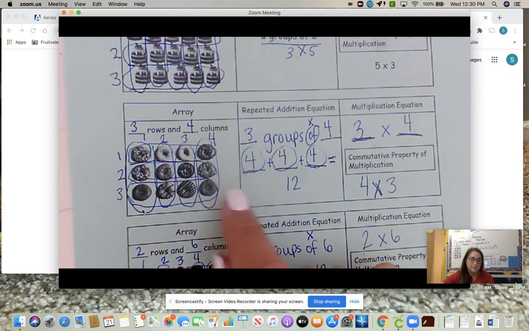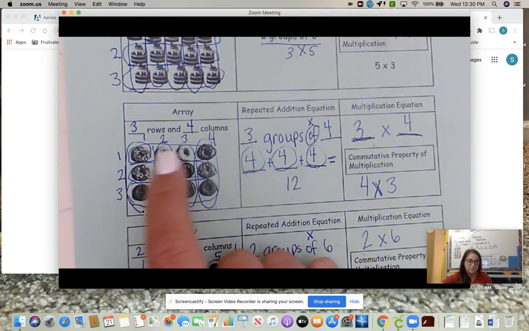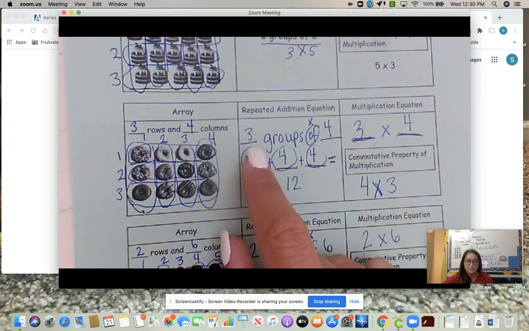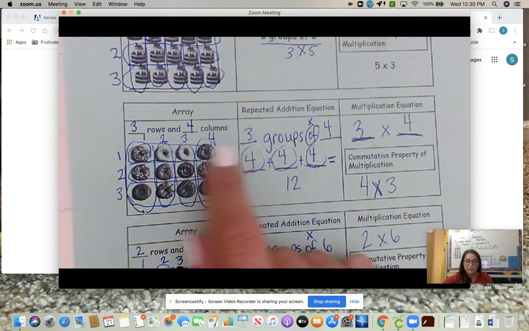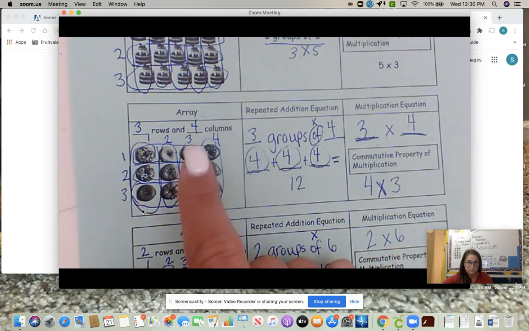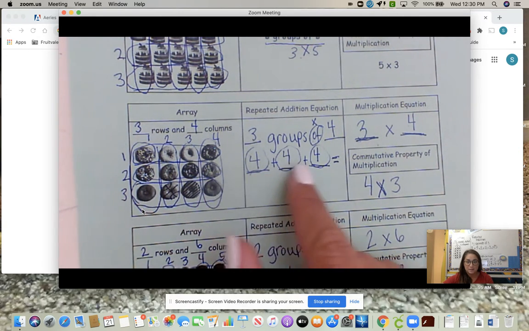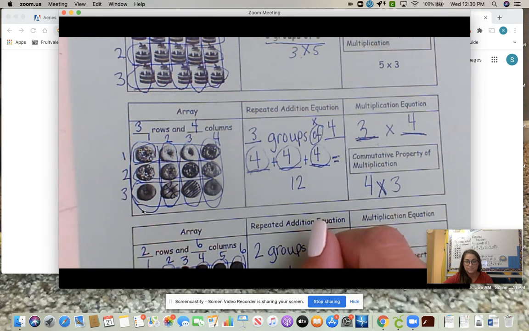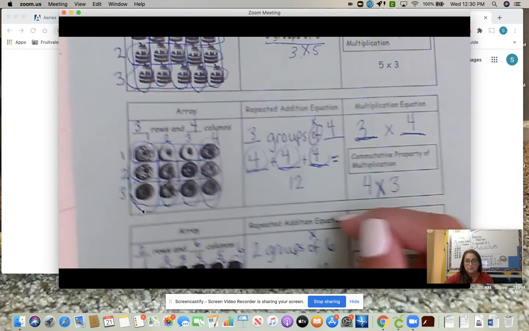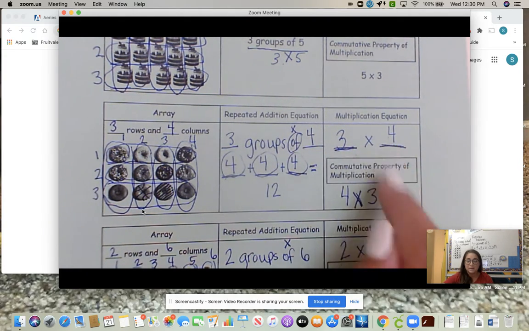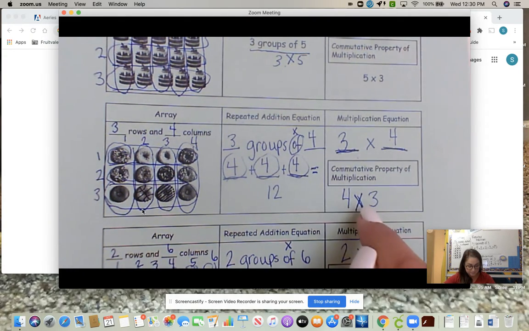Next, we did the next 2 together. We have 3 rows, 1, 2, 3, and 4 columns, 1, 2, 3, 4. So we needed to write, we have 3 groups, right? 3 rows of 4 columns. So you draw 3 lines, and there's 4 on each line, and that equals 12. Your multiplication equation is just 3 times 4. Flip it to 4 times 3.